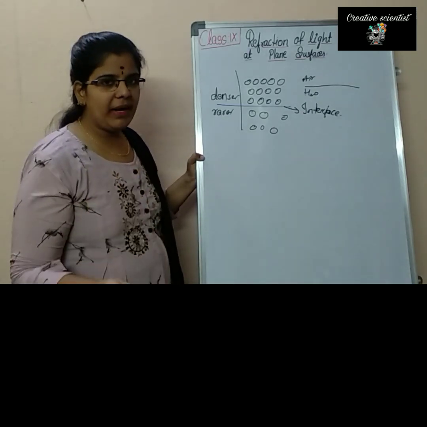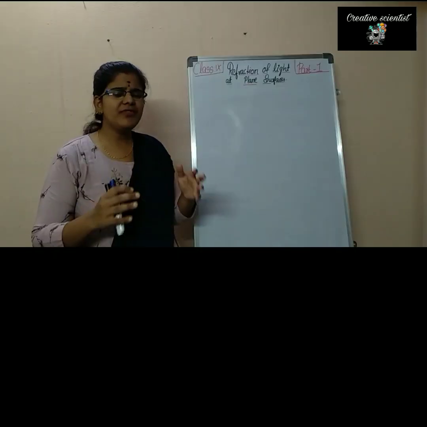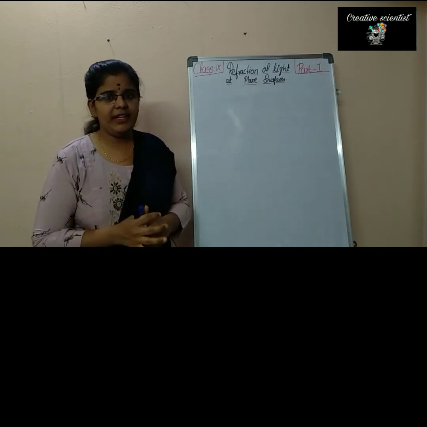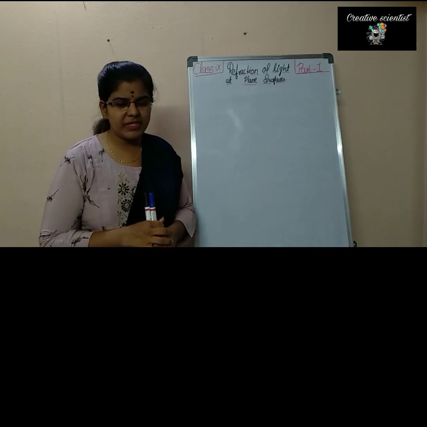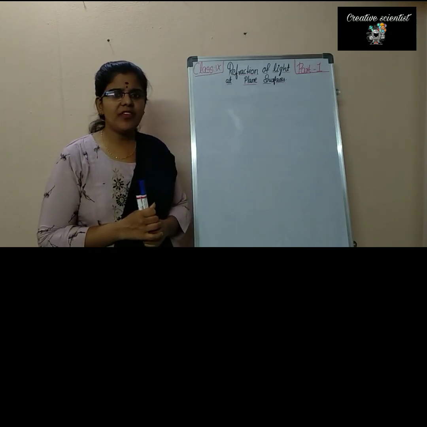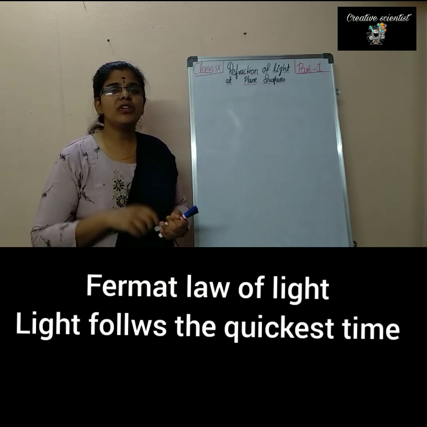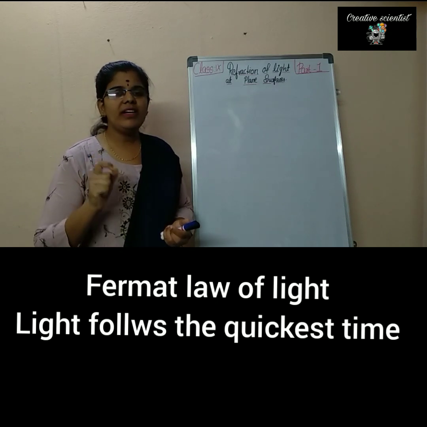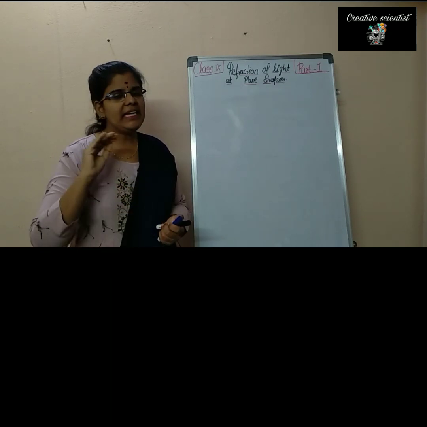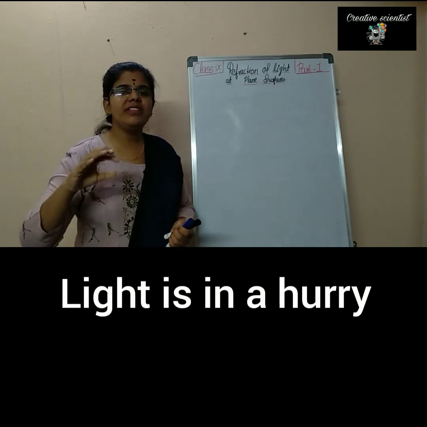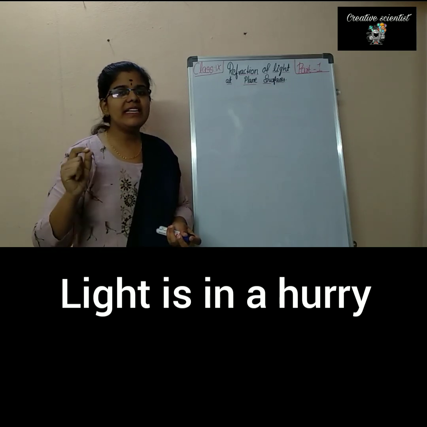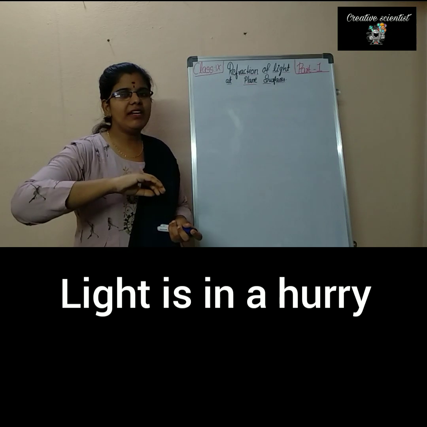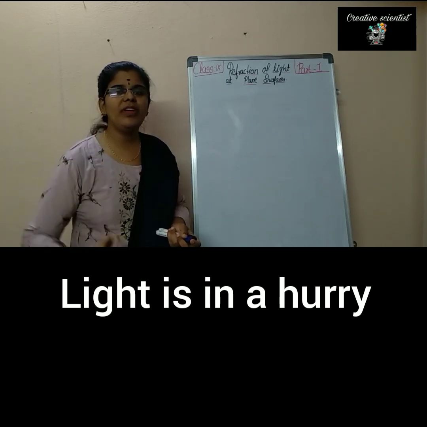So how does it bend? First of all, why is the light bending? Light is bending because of Fermat's principle. So what is Fermat's principle? The light follows the quickest path. So what is the quickest path? It might be any path, but it wants to reach the other point as soon as possible. So light is in a hurry. That's why wherever it finds a way, it will be moving around.